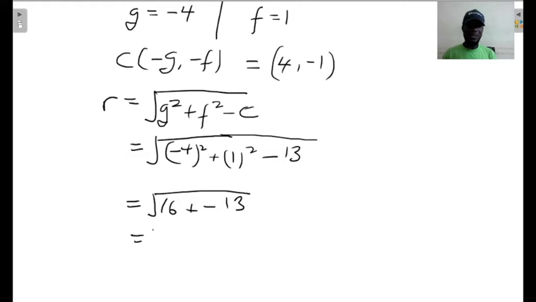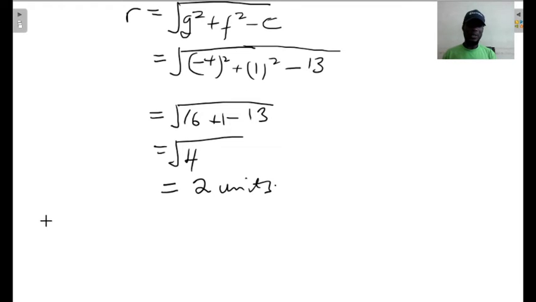And that will give us the square root of 16 plus 1 is 17. 17 minus 13 is 4. The square root of 4 is 2 units.